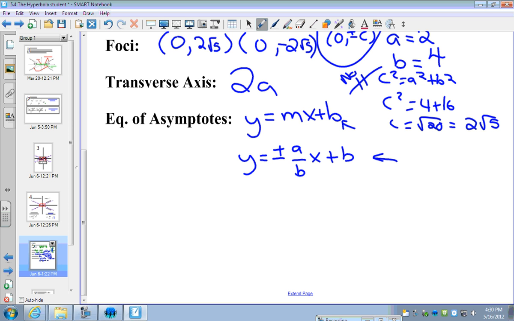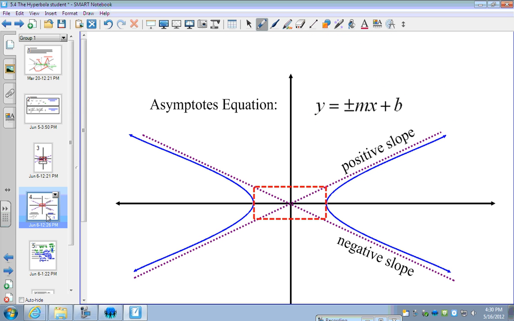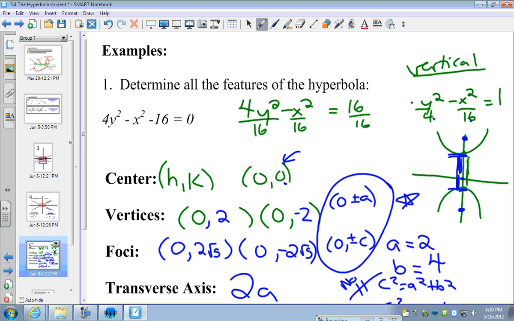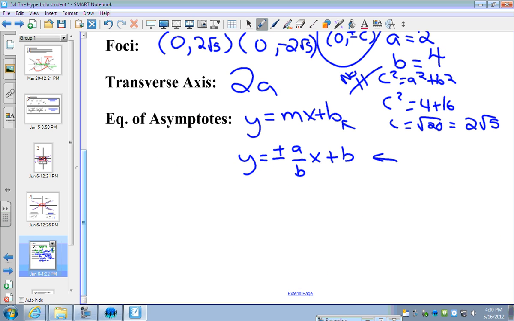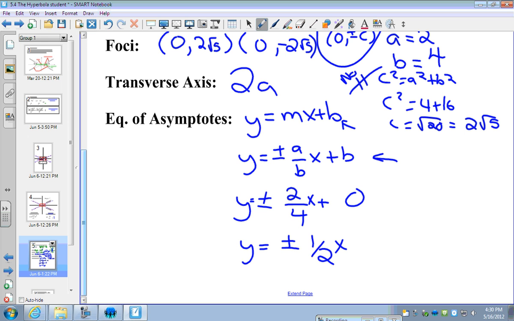So if you look at the asymptotes, you'll notice that they always go through the center. So that's going to give me my y-intercept. It will be the y-coordinate of my center, which is 0. Okay, so it's just too bad that they use the same b there. So y equals plus or minus a, remember we said was 2, b was 4, plus 0, x plus 4. So y is equal to plus or minus 1/2 of x. Those are the equations of the asymptotes, rather.